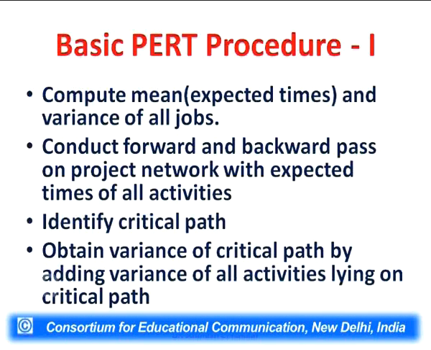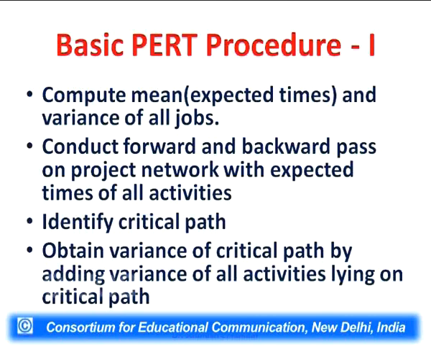Basic PERT procedure. What is the procedure to be followed for making PERT? The network I have already explained. Compute mean expected times and variance of all the jobs, all the activities. 3 time estimates are given. Based on that, we have to calculate the mean activity times. Conduct forward and backward pass on the project network with expected times of all the activities. Using these mean times, we have to complete the forward and backward pass on the milestones, then identify the critical path.